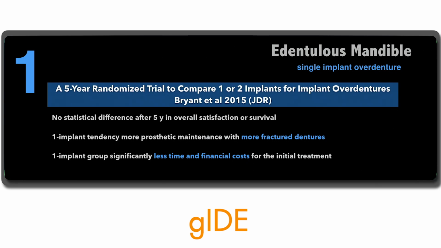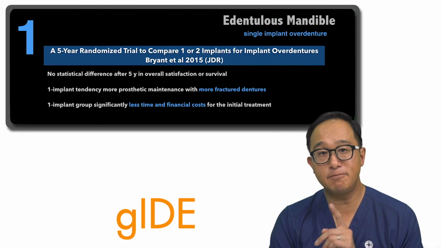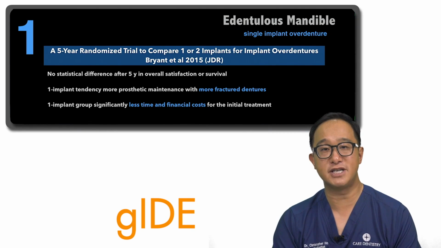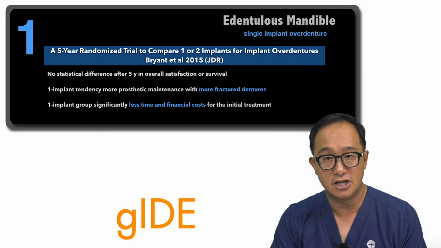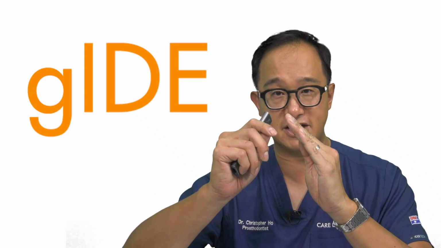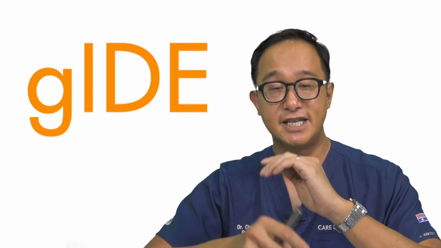Between the 1 implant group and the 2 implant group, they found there was no statistical difference after 5 years in the patient's satisfaction or the survival. But what they did find was that 1 implant overdenture cases had more maintenance because they had more fractured dentures. So you can imagine having a single implant in the center, they had more rocking and they had fractures of the prosthesis in the center.